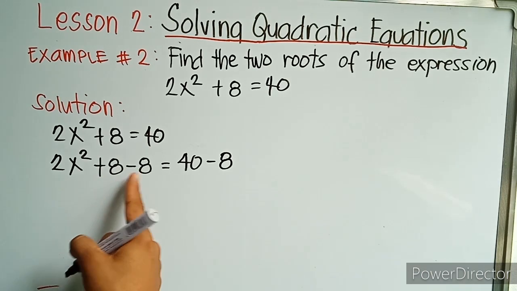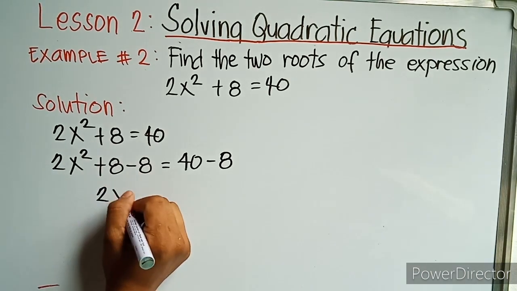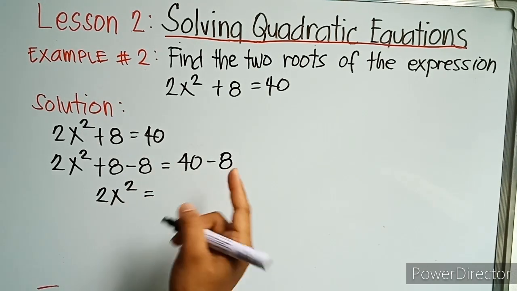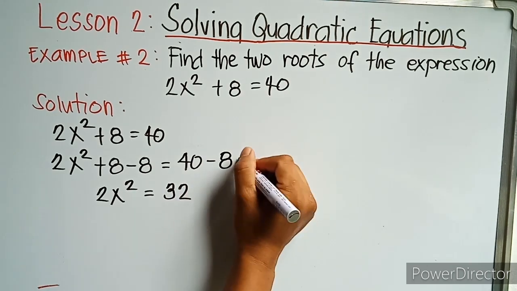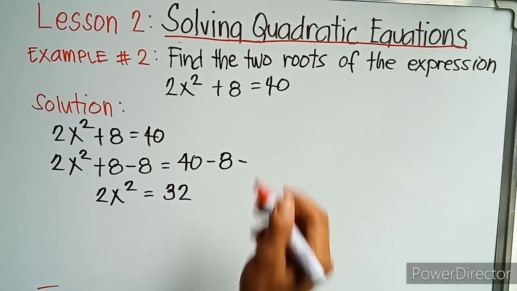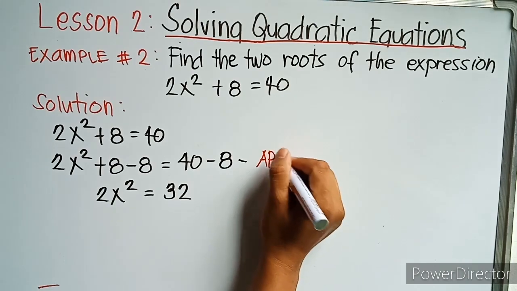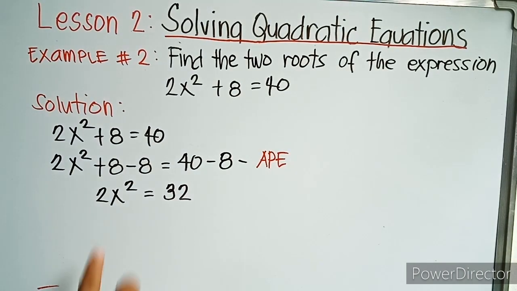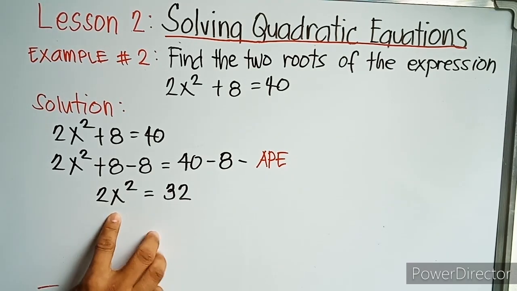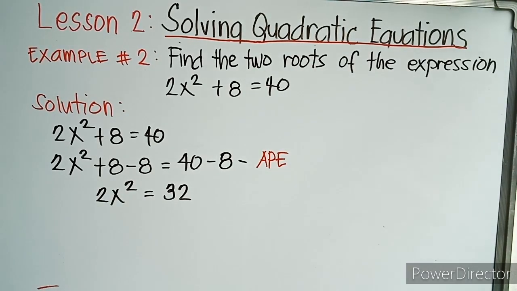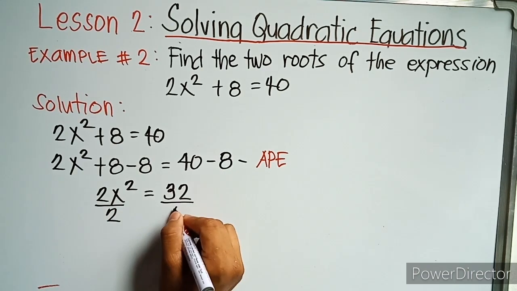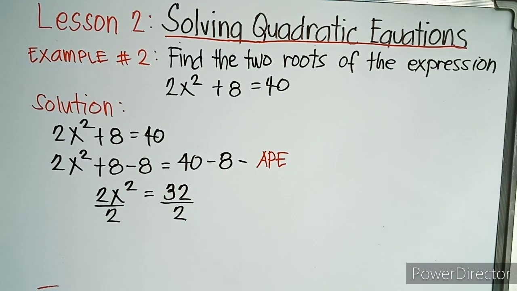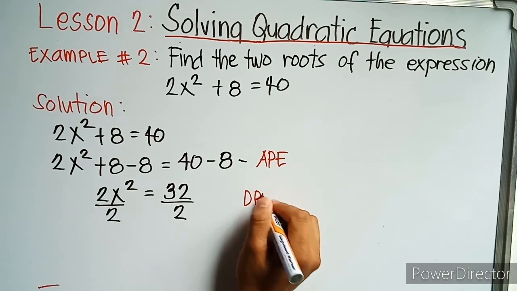Then, positive 8 minus 8 is 0. So that will become 2x squared equals 40 minus 8 is 32. Okay, so this is by APE. Sunod, dapat x squared lang ang nasa left side. Ay dito, meron pang 2. So, paano natin eliminate ang 2? We are going to divide both sides by 2. So, this is by division property of equality.